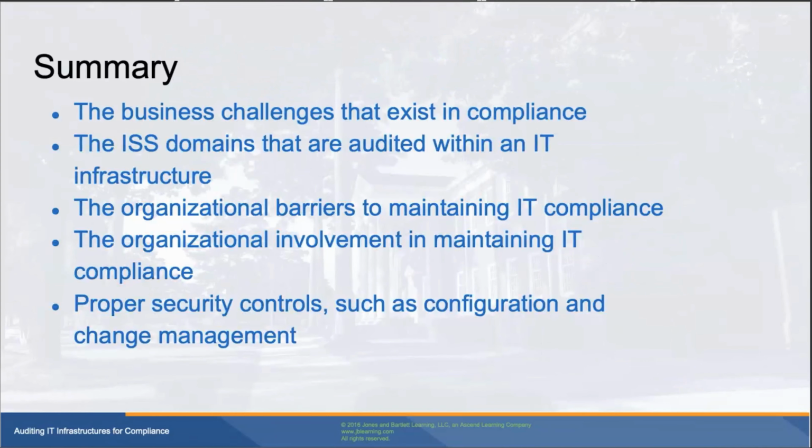So in summary, in this chapter, we talked about the business challenges that exist in compliance, right? Why businesses are resistant to being compliant. We talked about the information security domains that are audited within IT infrastructure. Remember, there's 7 of them. We're going to continue talking about those throughout the entire text. We talked about the barriers to maintaining compliance. So once we get these people to buy into compliance, then maintaining compliance is a whole other problem.